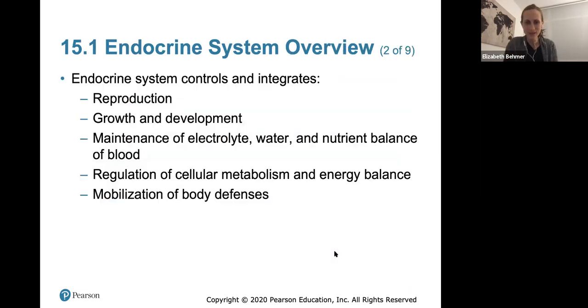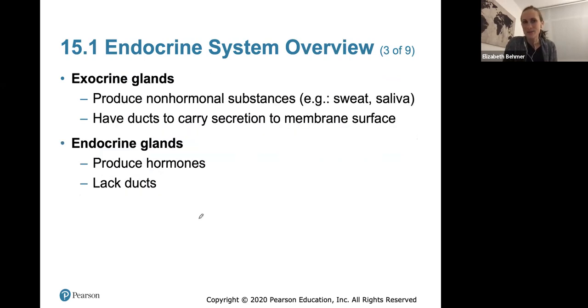body. Your endocrine system controls and integrates reproduction, so controlling when people go through puberty, growth and development, maintenance of all your electrolyte, water, and nutrient balance levels of the blood, regulation of all cellular metabolism and energy balance, and the mobilization of body defenses.